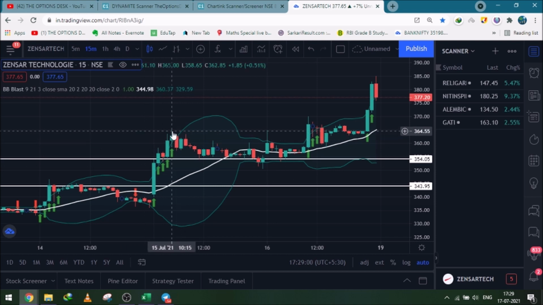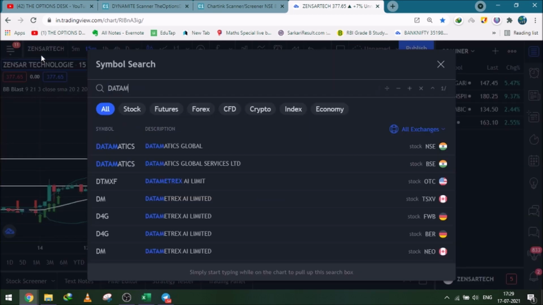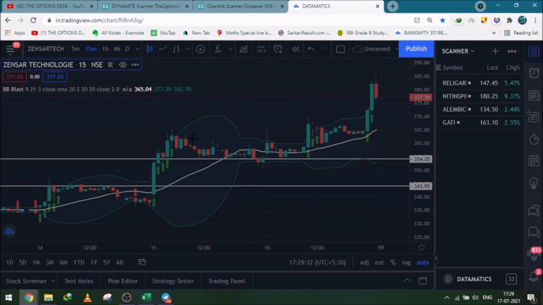Now at this point, the stock came inside the Bollinger Band and it gave a 2 close. I can exit here. Even if I don't want to, the stop loss is cost to cost. Let's see what happens in Datamatics. And we will then also see Sequent and Nathan.